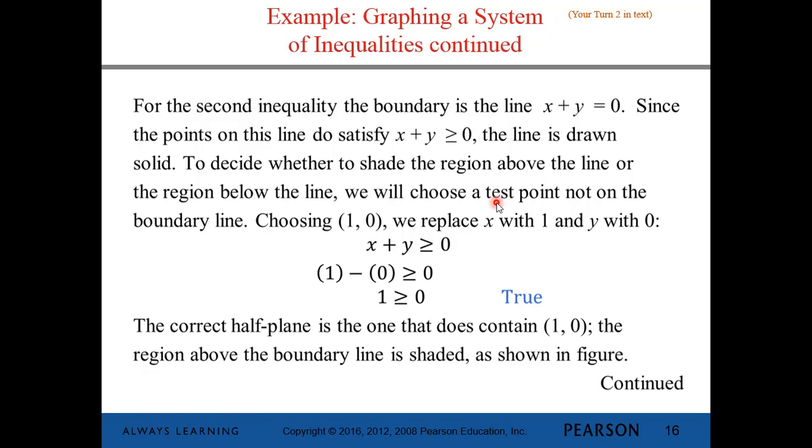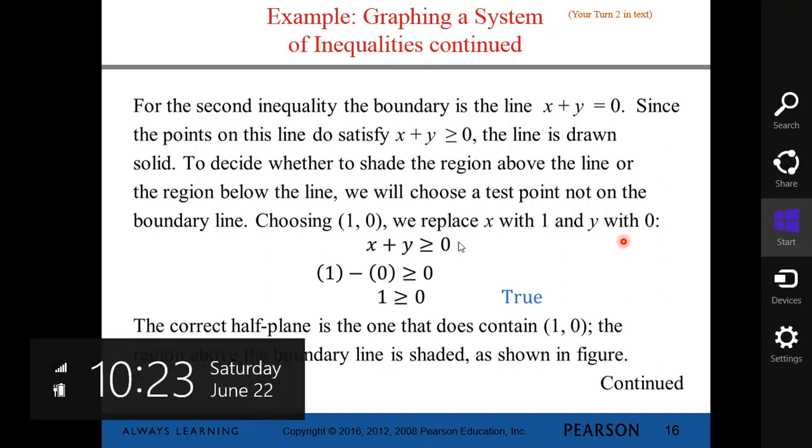Now, we're not going to use the origin because it goes through the origin. Okay. So we want to use some other point. So another good point to use is 1, 0. Right? We could use 0, 1 as well, but 1, 0. Okay. We replace x with 1, y with 0, and what do we get?